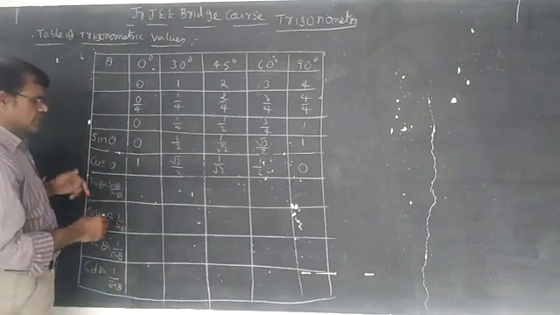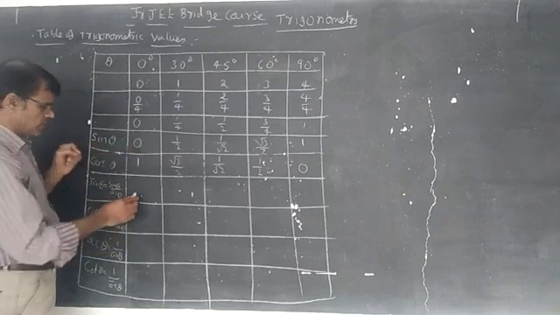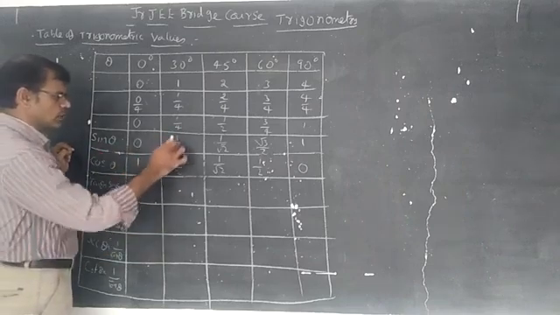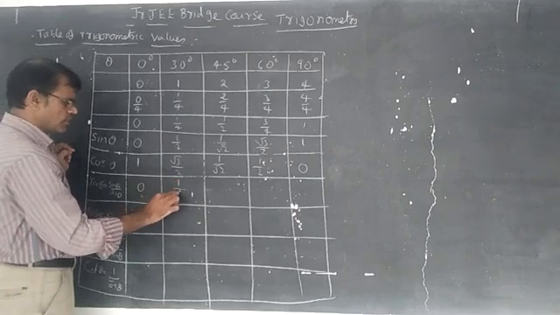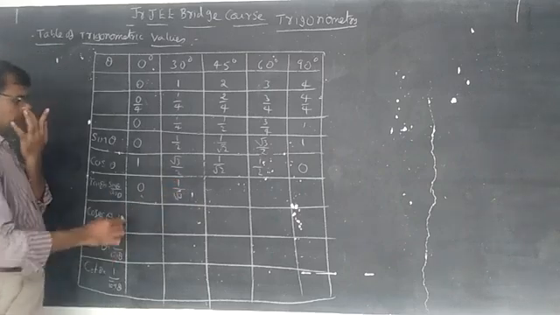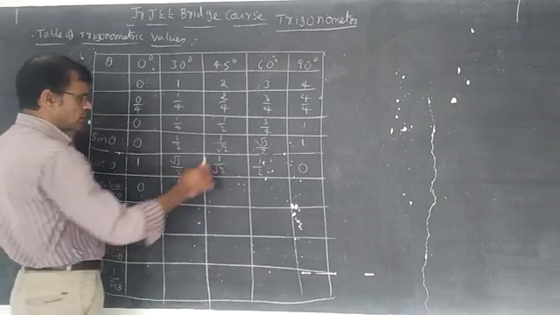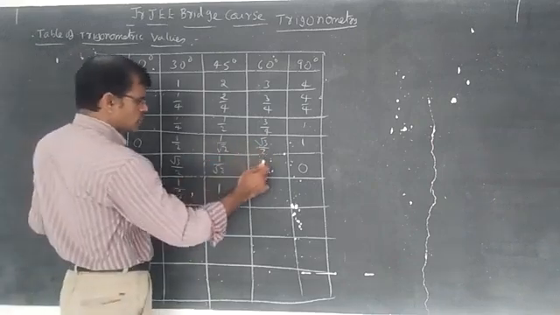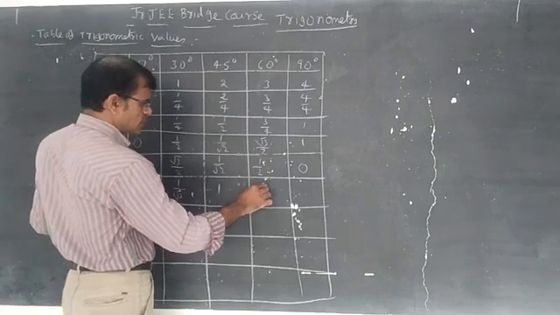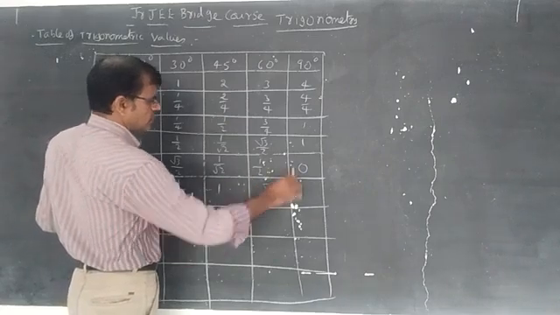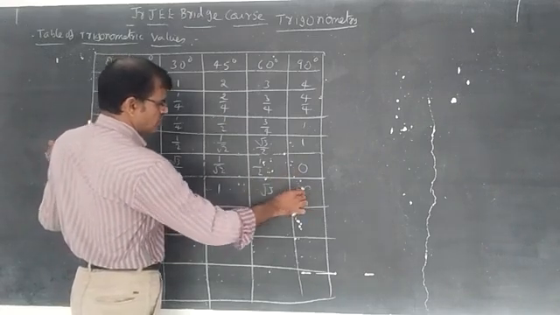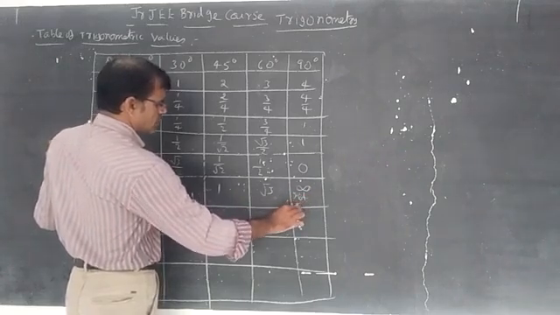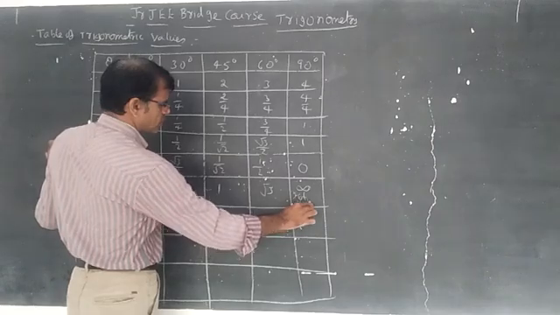Next, tan theta means sin theta by cos theta. 0 by 1 becomes 0. 1 by 2 divided by root 3 by 2, the 2 gets cancelled, so you get the value 1 by root 3. Tan 30 is 1 by root 3. Here 1 by root 2 divided by 1 by root 2 becomes 1. Here root 3 by 2 divided by 1 by 2, the 2 gets cancelled, and the value is root 3. 1 by 0 is infinite, that means not defined. We cannot define the value.